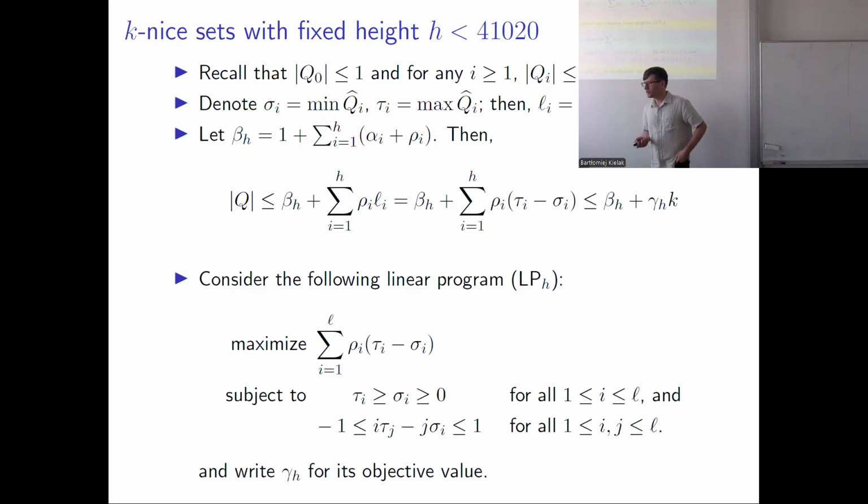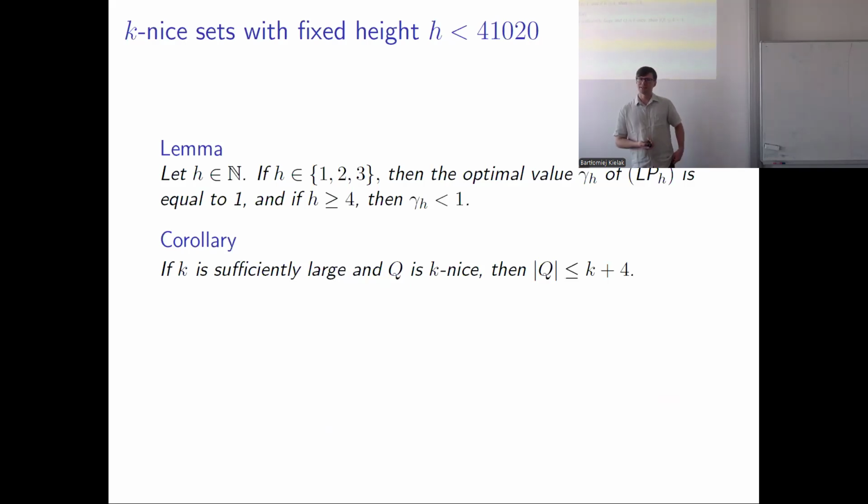So the question is, what is the maximum value of gamma h? So we would like it to be strictly smaller than 1, because then we get that this size of q could be actually smaller than k plus 3, for instance. This is like our ultimate goal, to say that the size of q cannot be too large. And that's indeed the case.